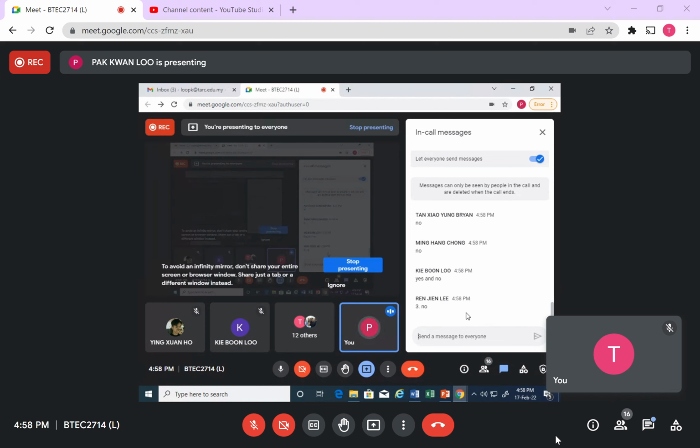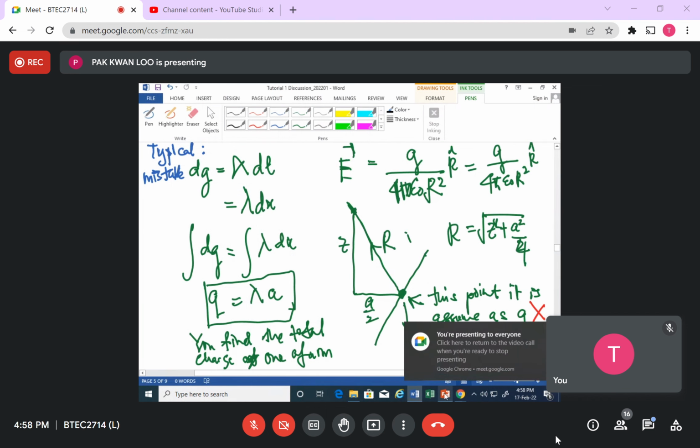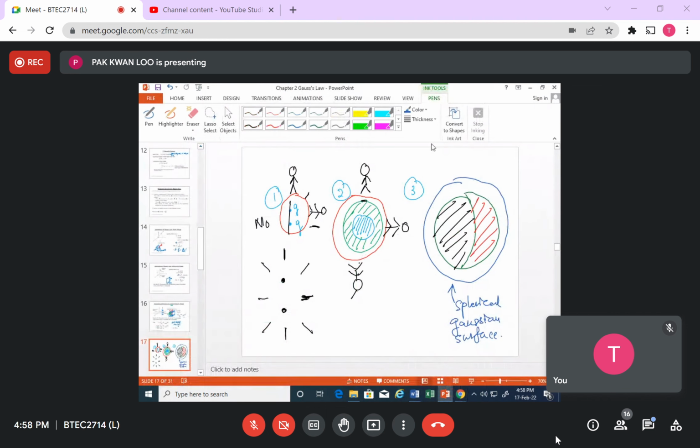Three, no, no. Yes and no. Third, they cannot be yes and no. It's no, Kaibun. So Renji also no. Yes. The answer is no for the third scenario. We cannot use a spherical Gaussian surface to evaluate the electric field in this case, because half of the hemisphere has a different charge distribution.